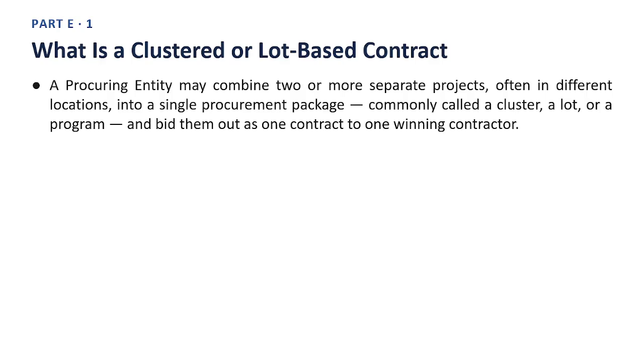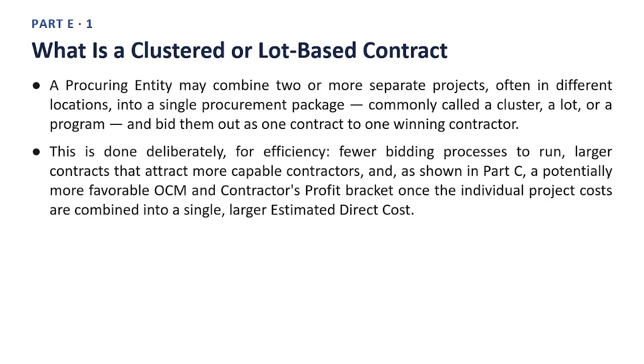Next slide. What is a clustered or lot-based contract? Point 1. A procuring entity may combine two or more separate projects, often in different locations, into a single procurement package, commonly called a cluster, a lot, or a program, and bid them out as one contract to one winning contractor. Point 2. This is done deliberately, for efficiency. Fewer bidding processes to run, larger contracts that attract more capable contractors, and, as shown in Part C, a potentially more favorable OCM and contractor's profit bracket once the individual project costs are combined into a single, larger estimated direct cost.